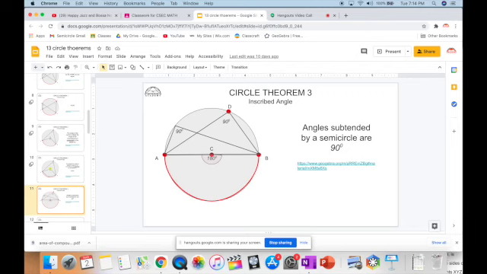Because the angle at the center of a semicircle is 180 degrees, any angle subtended by a semicircle arc will automatically be 90 degrees.